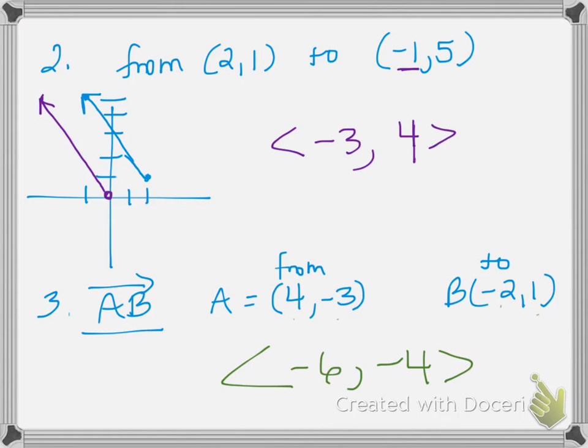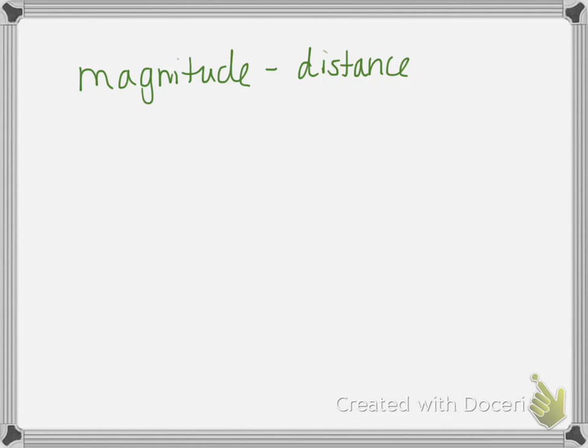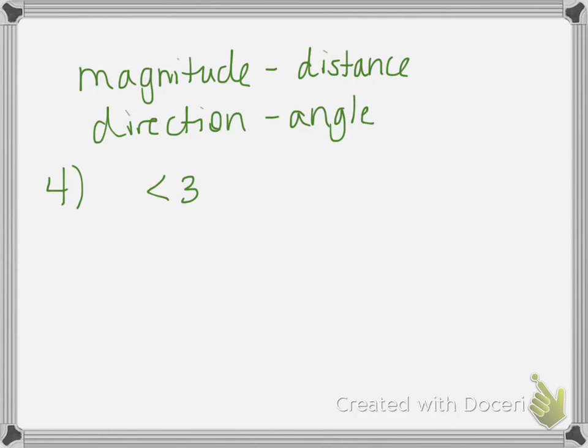Now, the other thing about vectors is that it has magnitude and it has direction. Magnitude is a distance. Direction is an angle. So if I have the vector 3, 3, and the question is asking me to find the magnitude and the direction, I'm trying to find the distance, and I'm trying to find the angle.